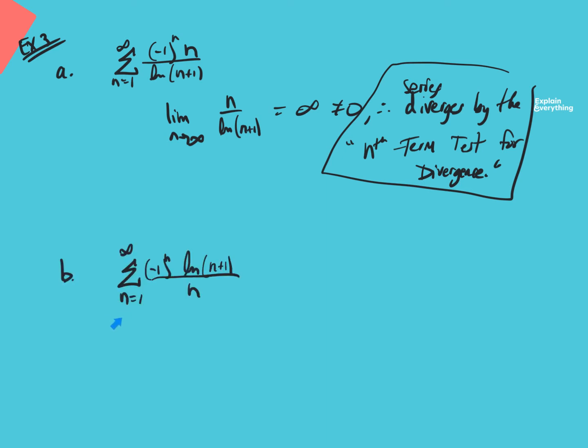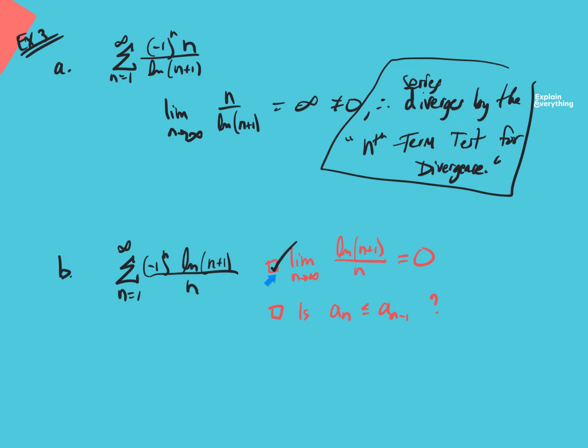A more interesting series might be this one. So now the denominator is increasing more quickly than the numerator, so the nth term is going to 0. It is an alternating series, so if we can just prove that the nth term is less than or equal to the previous term, then we will deduce convergence by the alternating series test. Does a sub n go to 0? Yes, it does. Is every term getting smaller than the previous term, smaller or equal to?